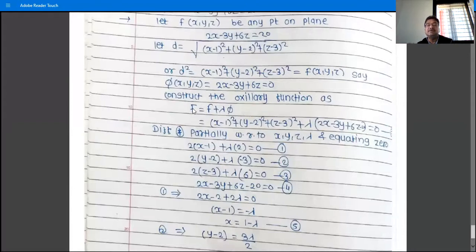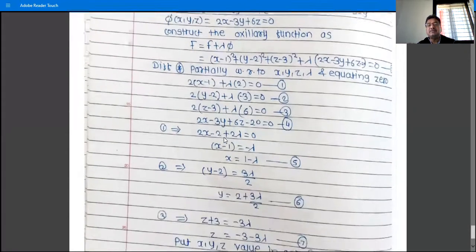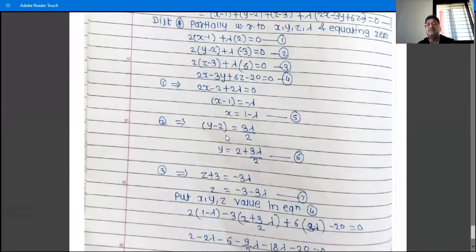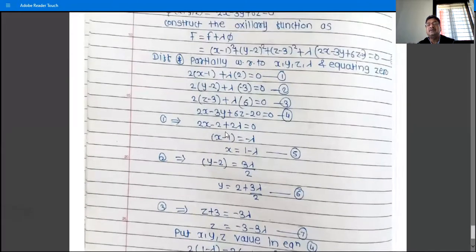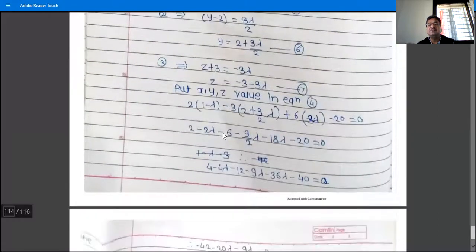Then we construct the auxiliary function capital F equals small f plus lambda into pi, that is x minus a bracket square. Instead of d, we write d square here, which means in order to minimize d, we minimize d square. D square is the function f of xyz. So lambda into ax plus by plus cz plus d is equal to 0, and then partially differentiate with respect to xyz. All the procedure is same.